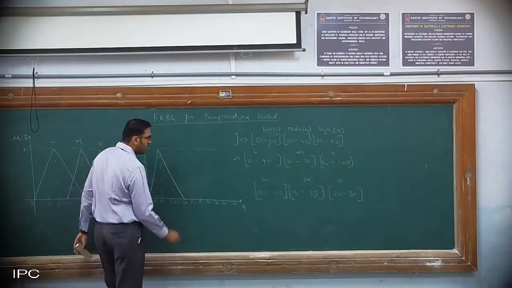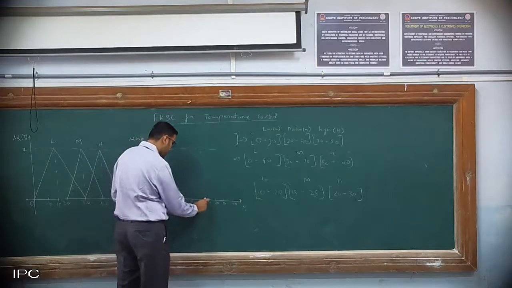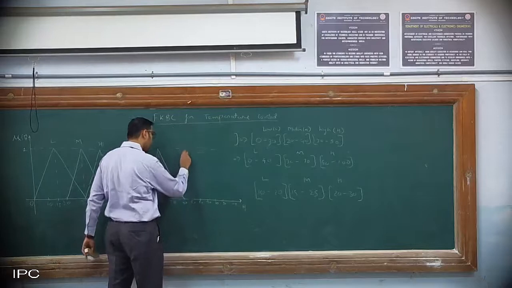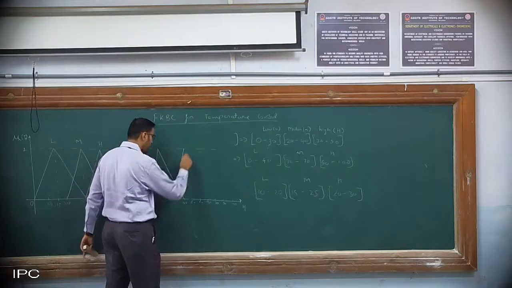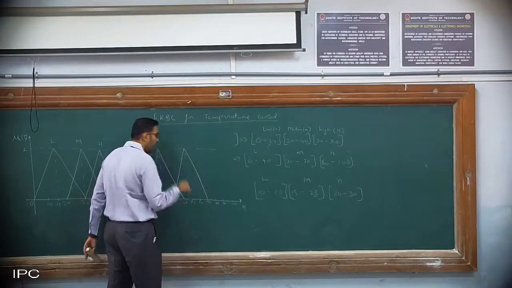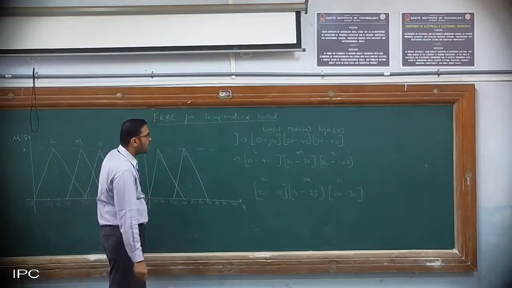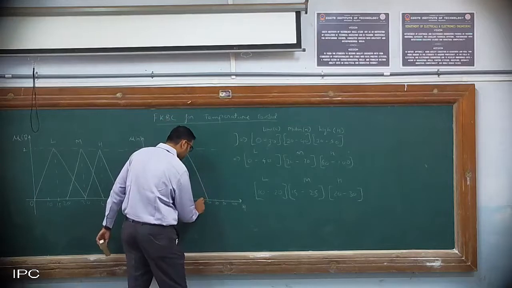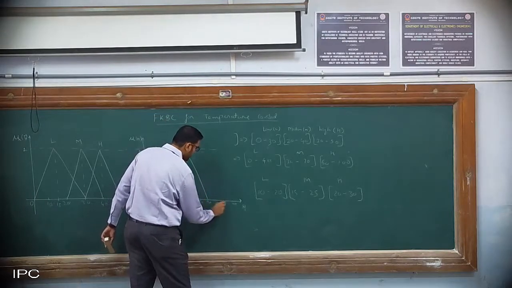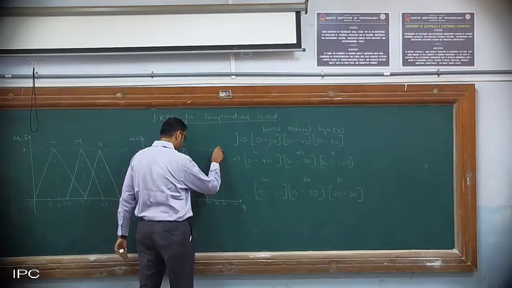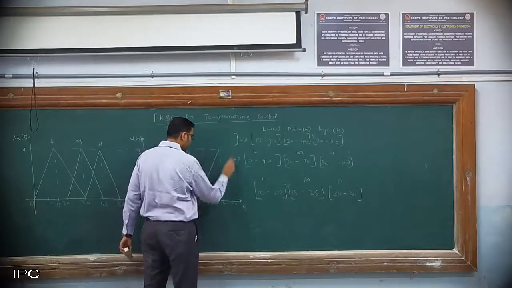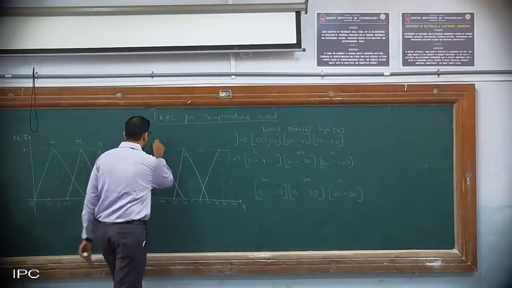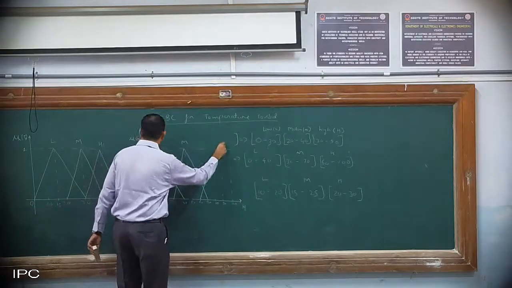Next is 30 to 70. So 50 becomes our center. 30 to 70, and then next is our 60 to 100. So for 60 to 100, till 90 we will see it increasing, and then it will remain constant. Okay. So this is low, this is medium, and this is high.